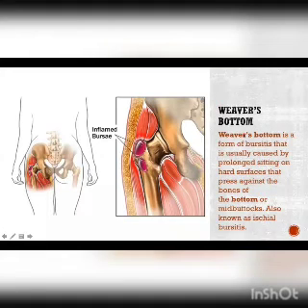Weaver's bottom. Weaver's bottom is a form of bursitis, and it is caused usually by prolonged sitting on hard surfaces. In most cases, full recovery to activity will take at least 2 to 6 weeks, depending on the severity of the condition. As a preventive measure, individuals should make modifications in work or daily activities to avoid prolonged pressure or unexpected blows on the ischial bursa. Weaver's bottom is also known as ischial bursitis.